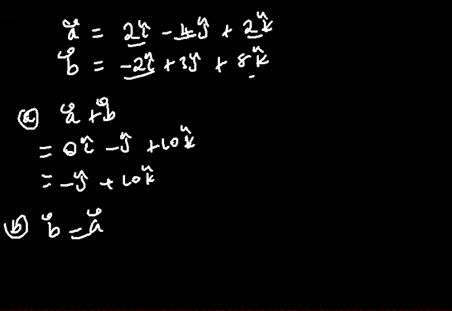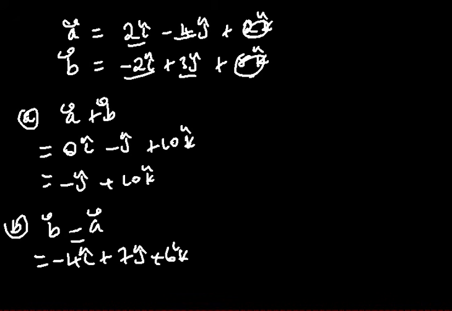We are having vector B minus vector A, by the way. So what it means is that we'll have negative 2 minus 2, that is a negative 4 i hat. So 3 minus 4, that is plus 7 j hat, and 8 minus 2, that is plus 6 k hat. We'll have it as that. So this is how you should have it.